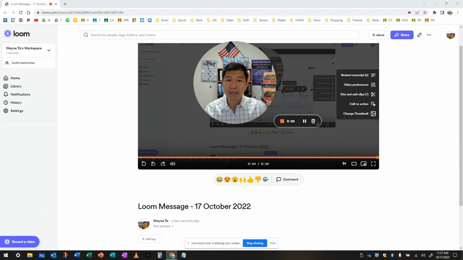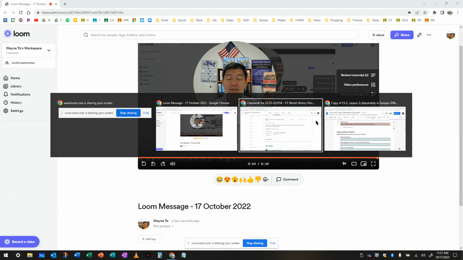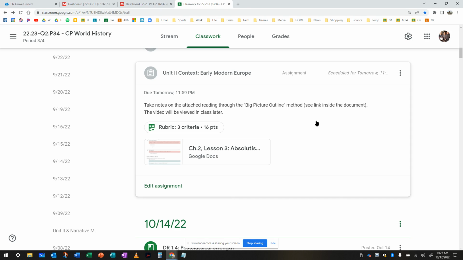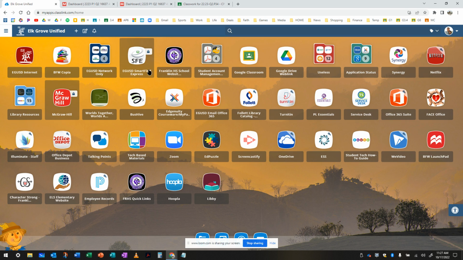All right, this is the big picture outline method. So first thing you're going to need is the textbook. So a number of different places where you can find the textbook. Either take out your physical textbook or log into the portal.